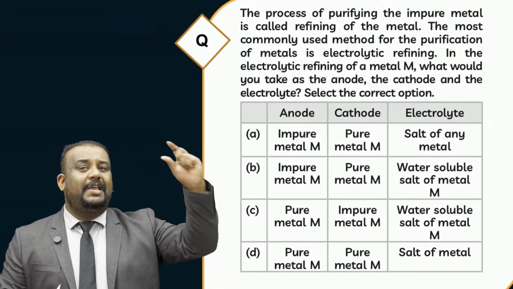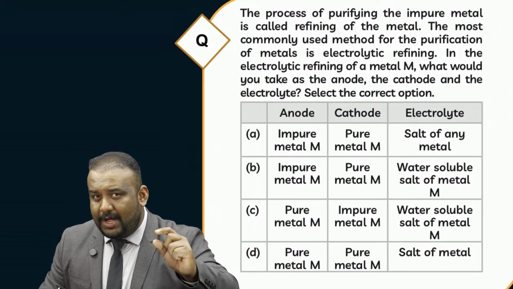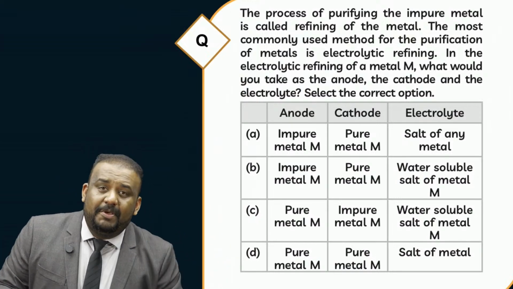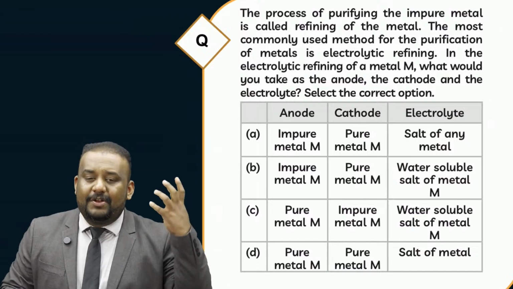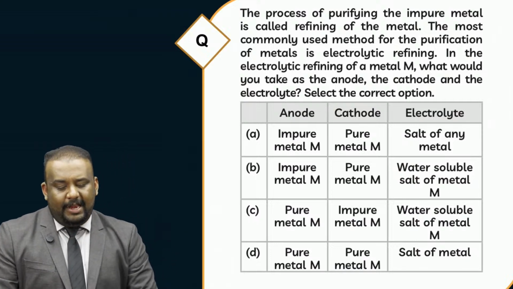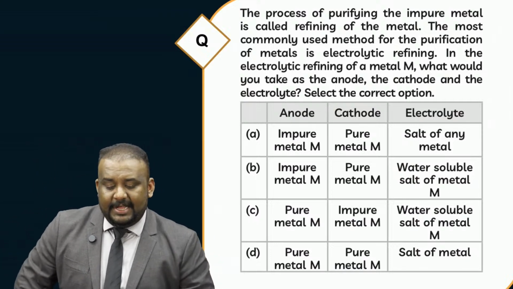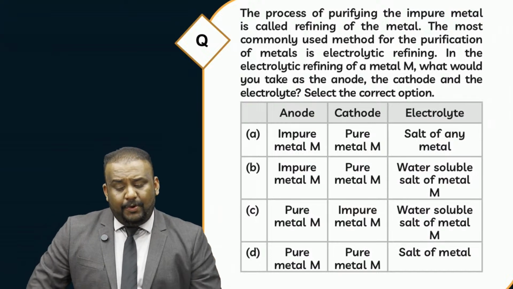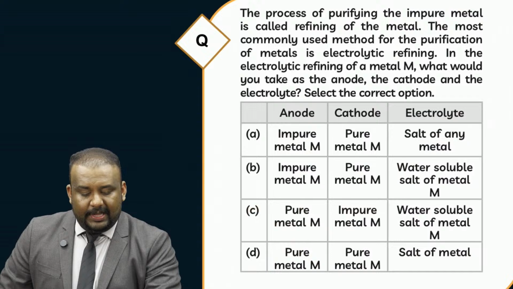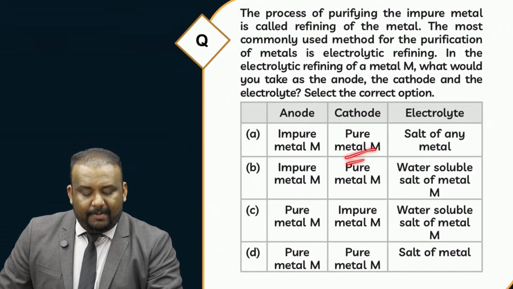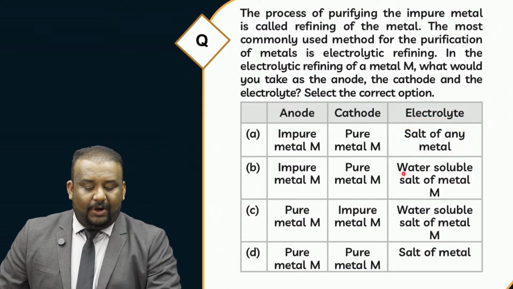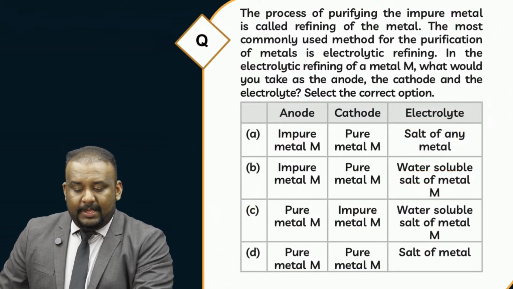Then a pure piece of metal is taken as cathode, and a salt solution of the metal to be purified is taken as the electrolyte. That is a combination. So tell me which option in these four options is correctly describing it. Anode should be impure metal, so that will rule out these two options. So among A and B, the cathode is pure metal, and the electrolyte is not the salt of any metal. It should be the salt of metal M.